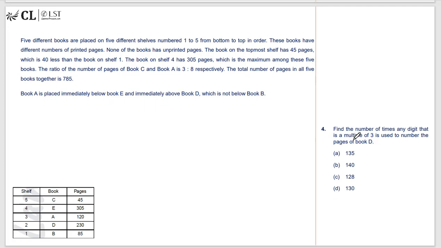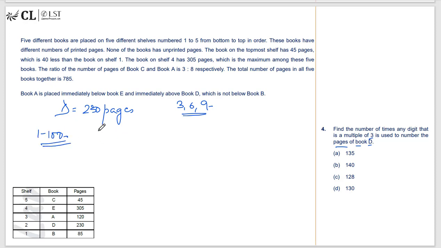Find the number of times any digit that is a multiple of 3 is used to number the pages of book D. Book D again has 230 pages. Now here we are talking about multiples of 3. Between 0 to 9, as digits, we have 3 multiples of 3 in single digits.